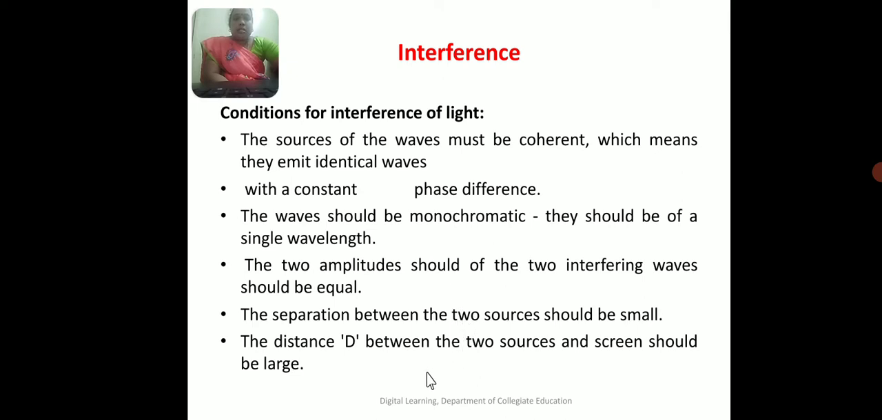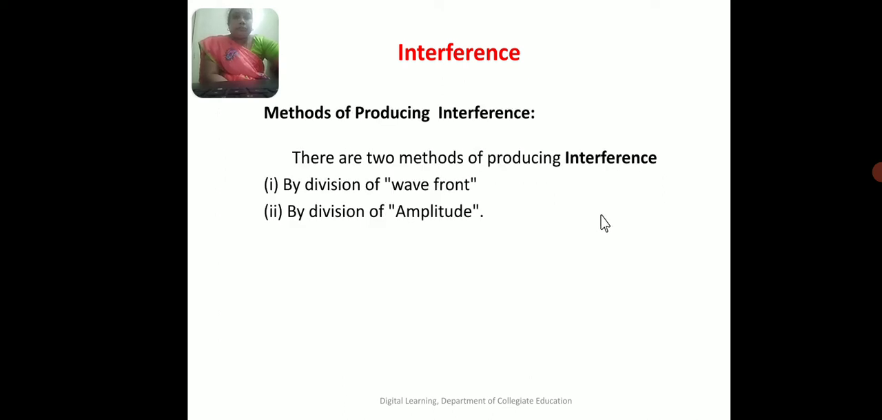After passing through the slits, these two waves, which have the same frequency, nearly the same amplitude, and move with a constant phase difference, interfere or superpose with each other, and form an interference pattern on the screen, which is placed at a large distance from the sources. So the last condition is that the distance between the two sources and the screen should be large. These are the conditions to get interference of light.